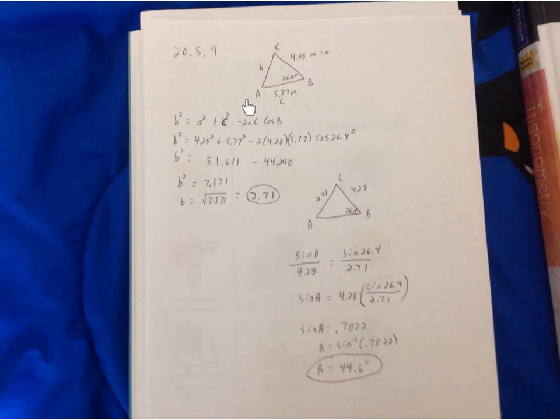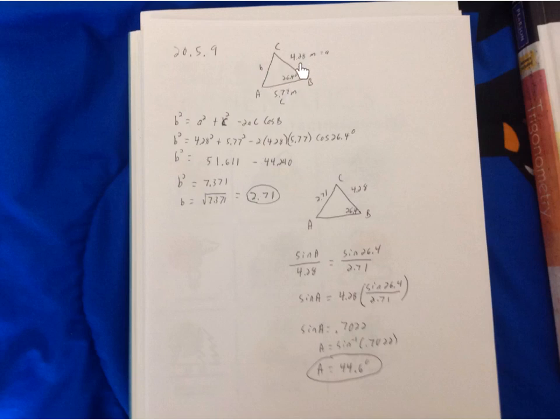Hello, I saw your question on the discussion board about 20.59. You're given this triangle. You'd indicated you had trouble finding angle A. You did find side B. I went ahead and showed how to do that.